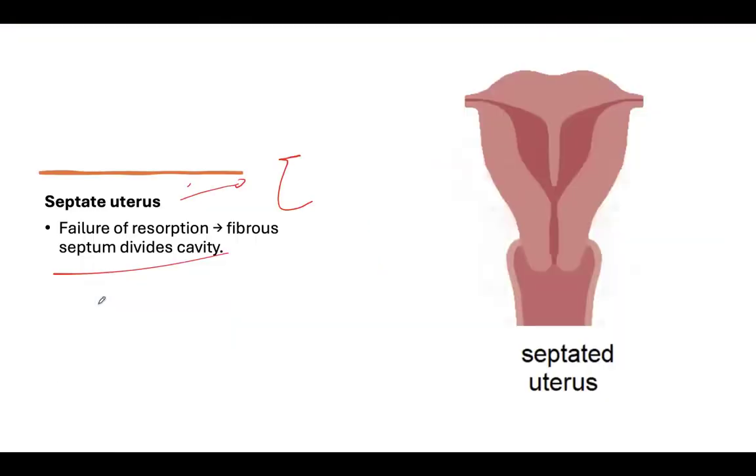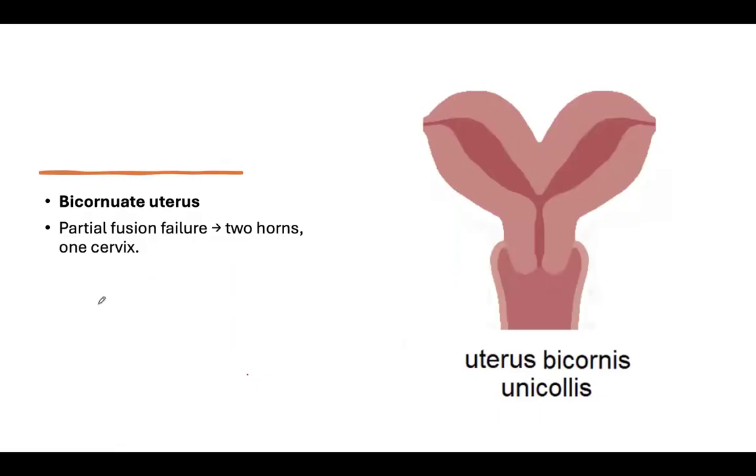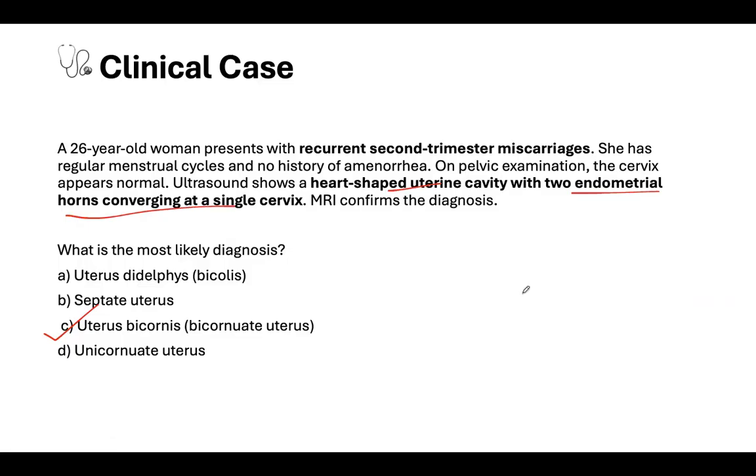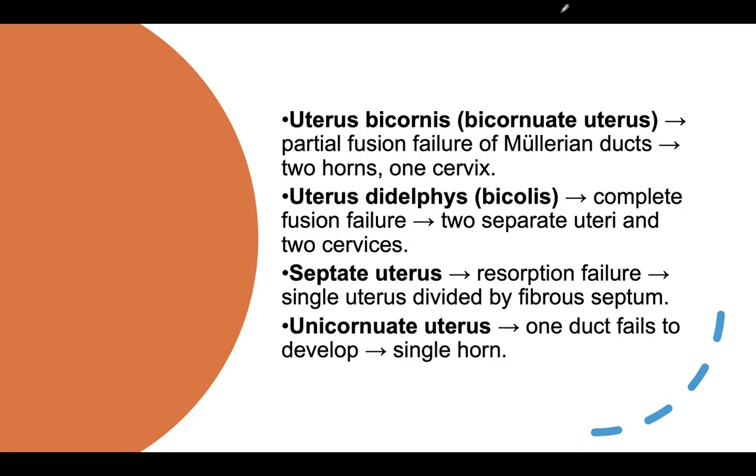If you go to the last slide, in partial fusion failure there are two horns and one cervix. In the question, there are two endometrial horns converging to a single cervix. So the answer will be bicornuate uterus. This type of question they can ask you in your examination. So these are the explanations.